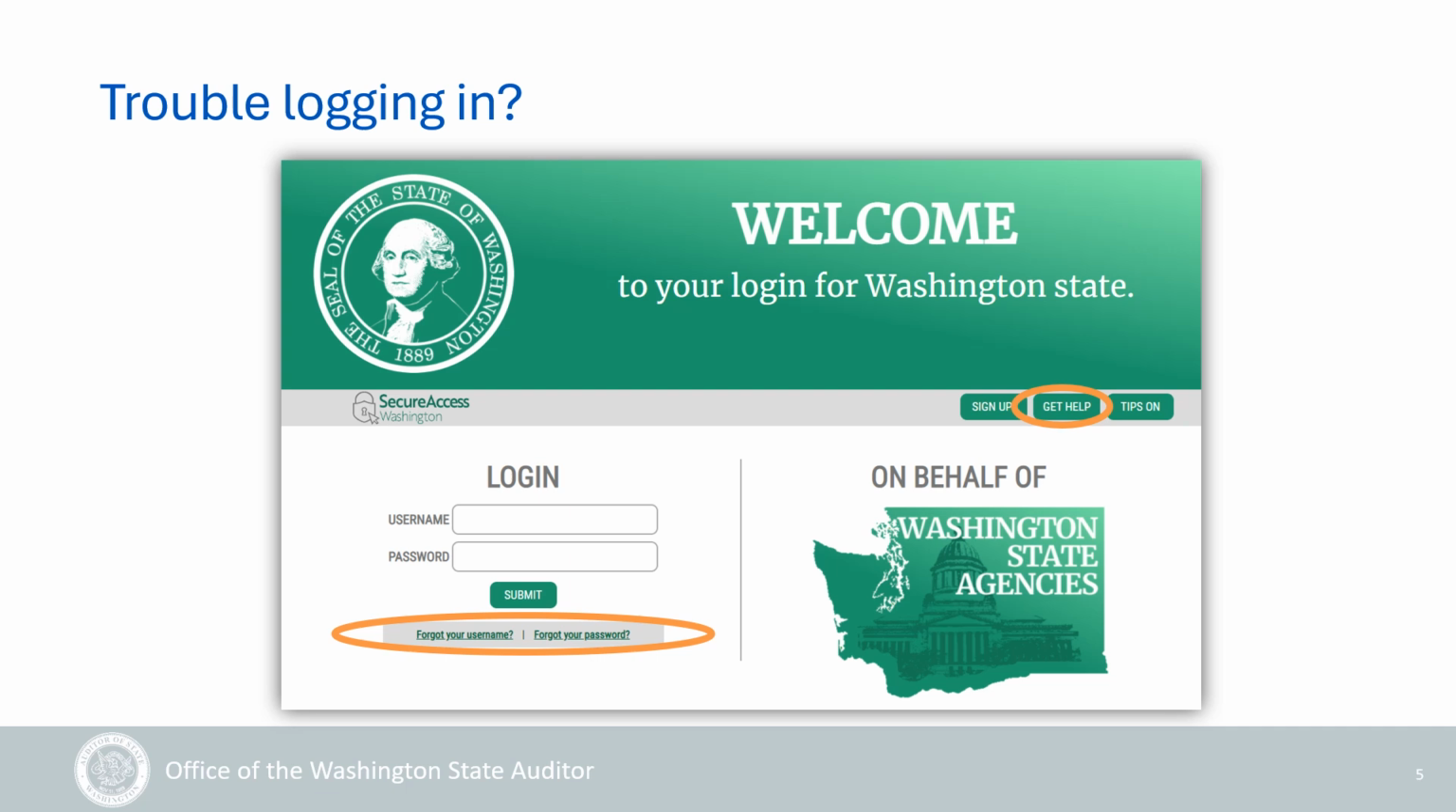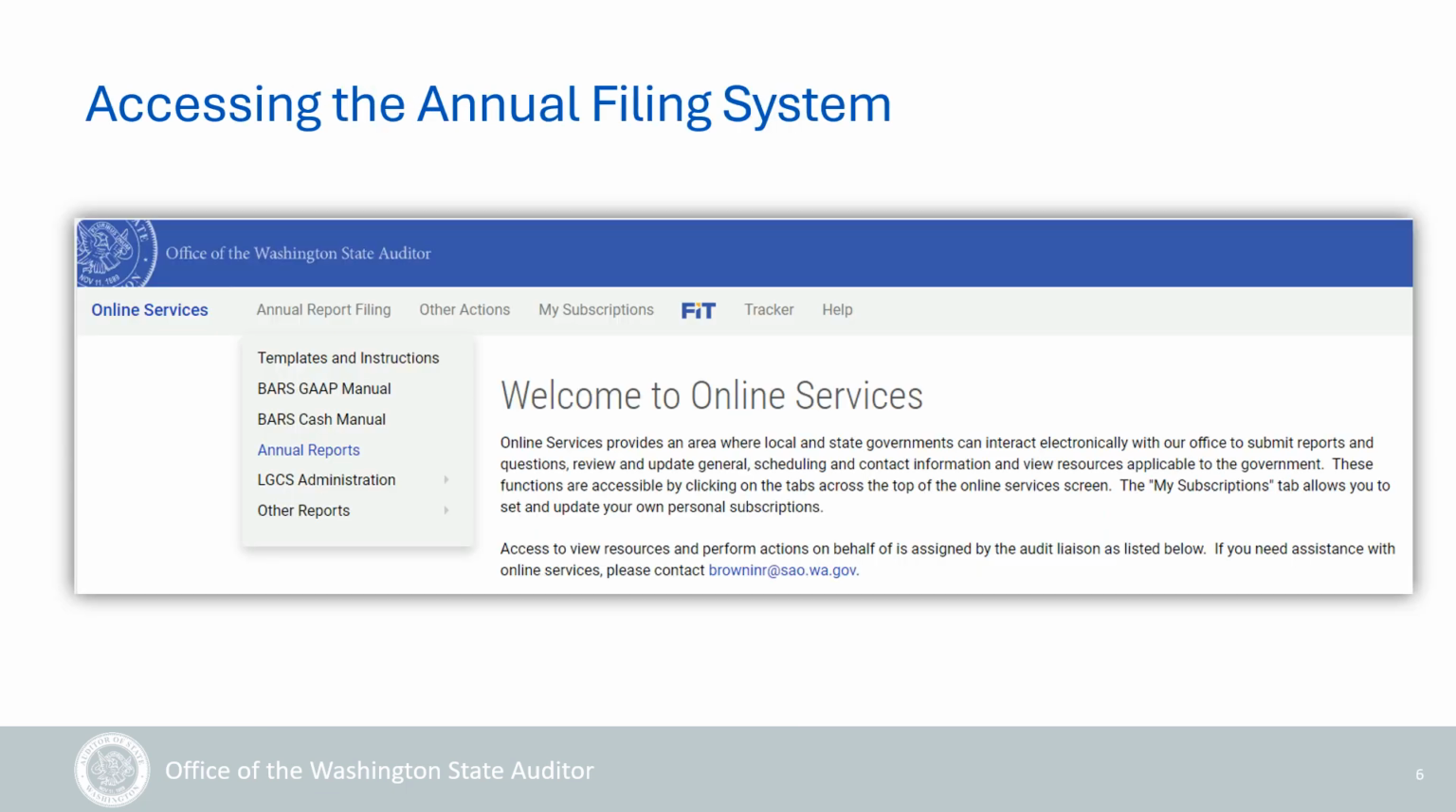If you are filing for the first time and do not have a SAW account set up yet, click Sign Up to create your account. Once you have successfully logged in, you'll automatically be redirected back to our SAO system and land on the Welcome to Online Services page. From here, hover your mouse over the Annual Report Filing tab and click Annual Reports, which will take you to the Annual Report homepage.